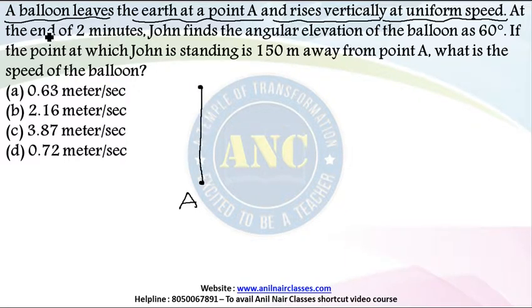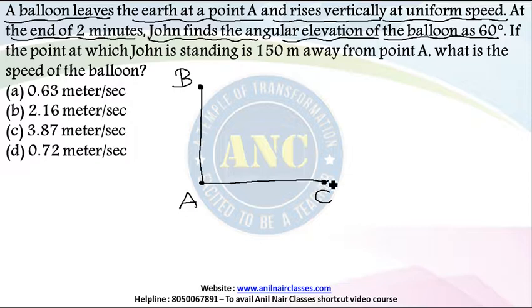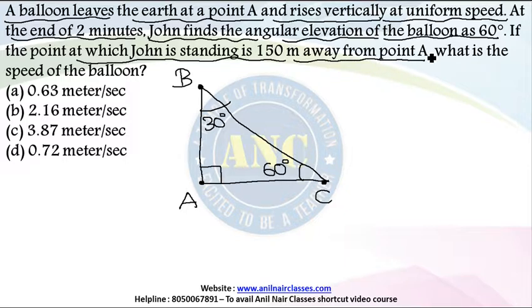At the end of 2 minutes, John finds the angular elevation of the balloon as 60 degrees. There is some point on the ground, C. This point I will call B for balloon. The balloon is at point B right now. The angular elevation from point C at the end of 2 minutes is 60 degrees, as given in the question. This will be vertical 90, so this will be 30 degrees. Now, the point at which John is standing is 150 meters away from point A, so AC is 150 meters. What is the speed of the balloon?